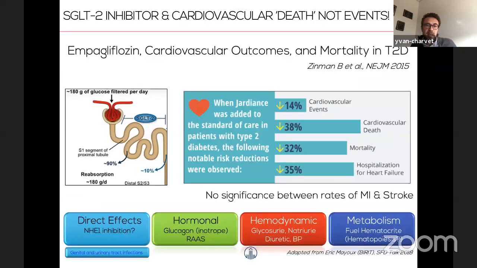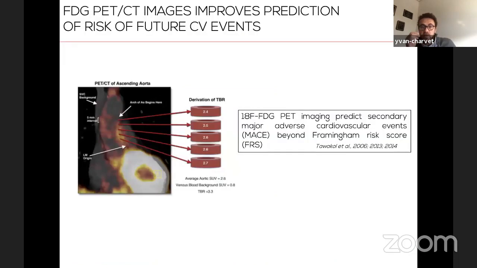So this is in type 2 diabetes, and this is just an example here with the SGLT2 inhibitor, which has shown a very potent effect on decreasing cardiovascular death events. And there is more data that should come soon from the BRIT, showing that there is a big effect on the metabolism and the hematopoiesis in humans, probably in part by controlling the fate of the hematopoietic stem cell. But today I will just discuss non-diabetic patients.